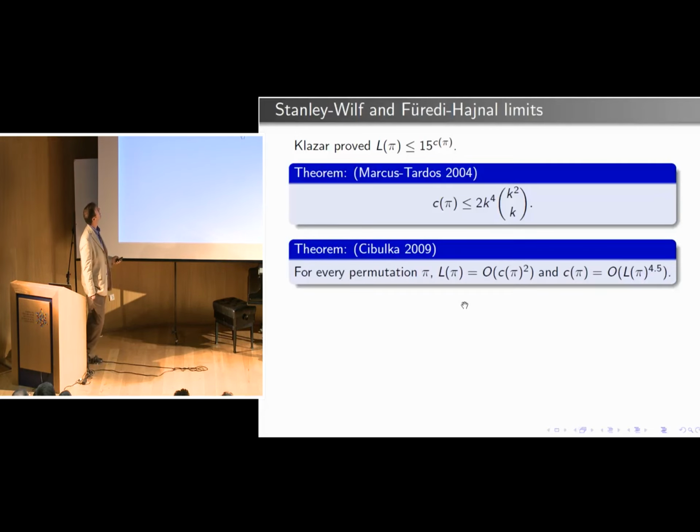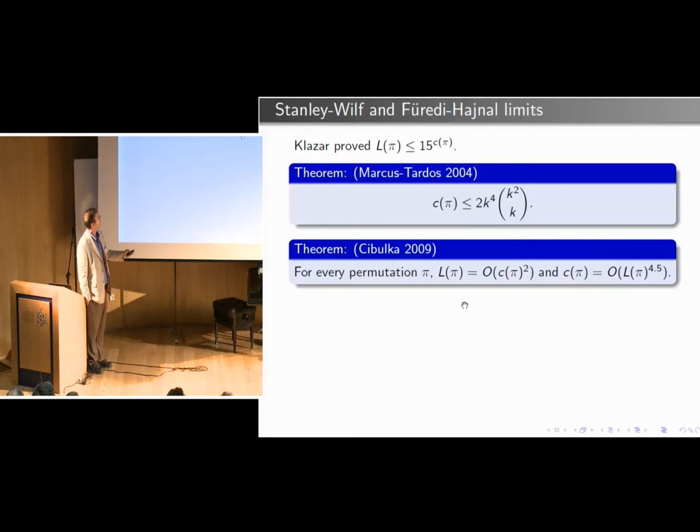Now, there's a better dependence that was discovered a few years ago by Cibulka. For every permutation pi, he shows that the Stanley-Wilf limit and the Füredi-Hajnal limit are polynomially related. And this first bound is best possible for some pi. For example, if pi is the identity permutation of size k, the Stanley-Wilf limit we saw was (k-1) squared, and the C of pi will be on the order of k. And then this bound is not tight. We can improve it from 4.5 to 3, and I don't think that's even best possible.